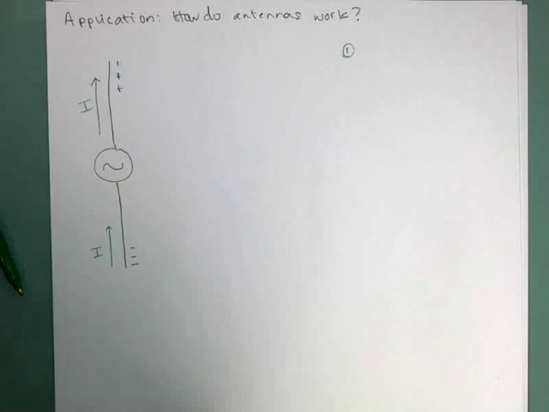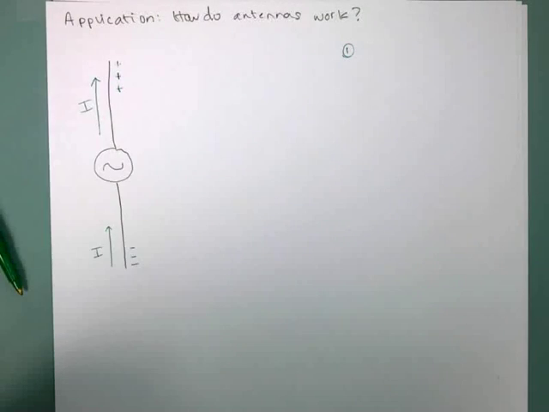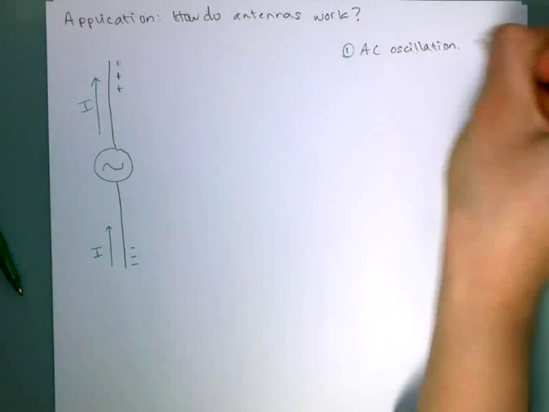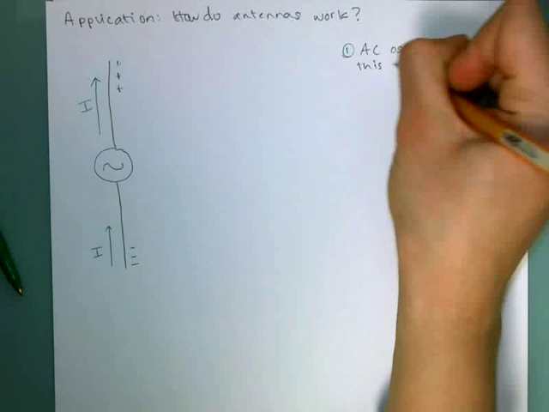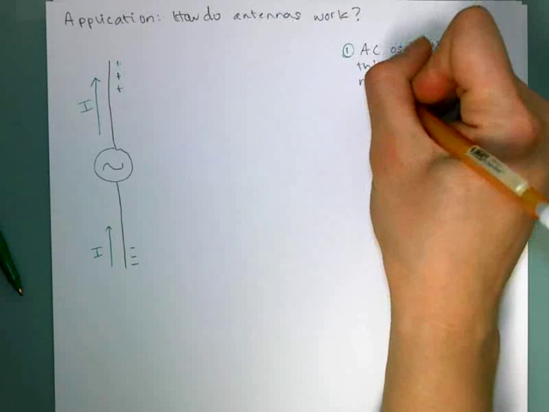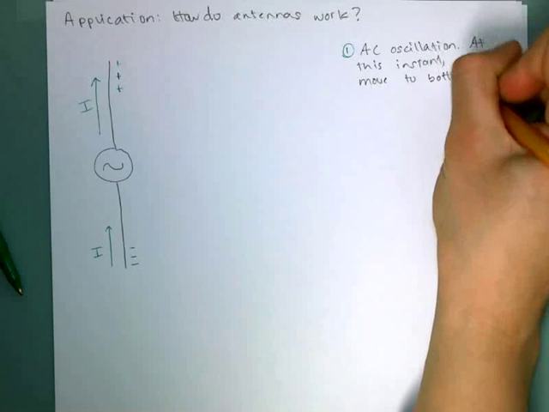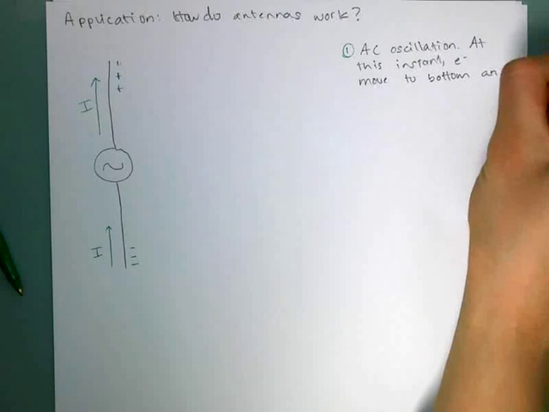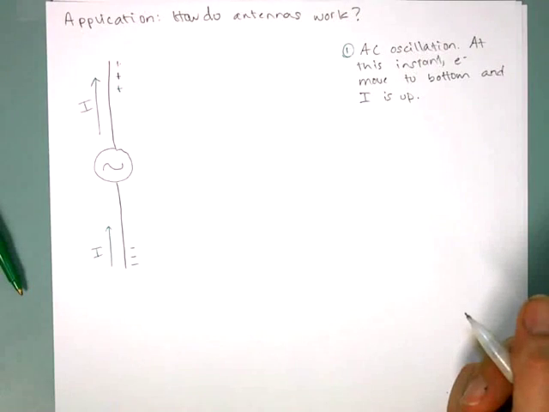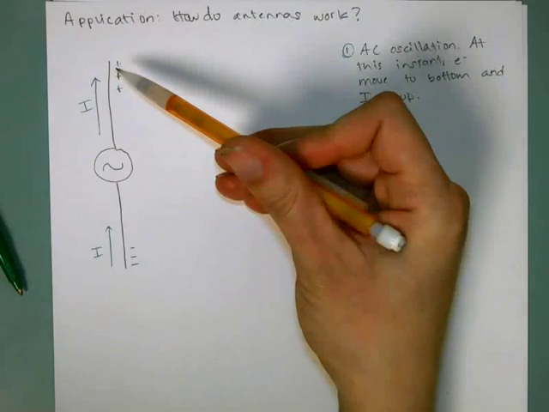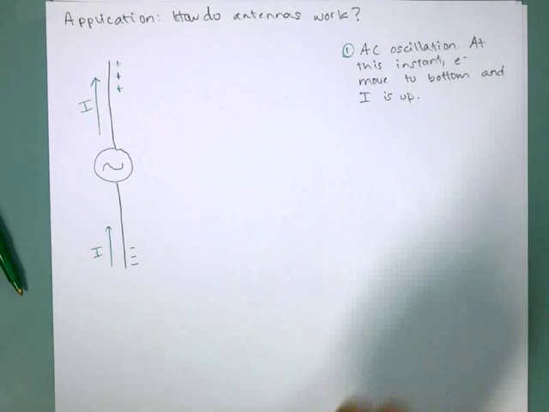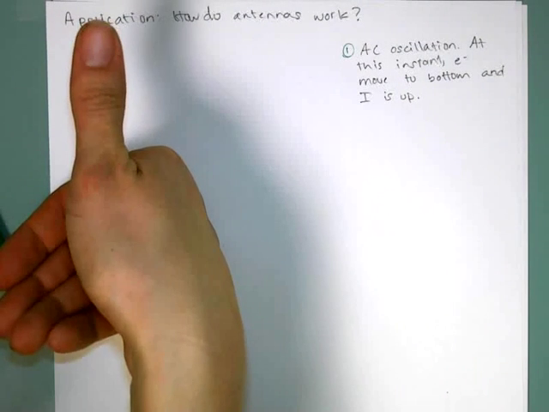Okay, so I'll write this as my first step, which is that I have an AC oscillation, and at this instant, electrons are moving to the bottom, and that means that current is going up. So we know that if current is traveling in a wire like this, it is going to create a magnetic field. There will be a magnetic field associated with that. We can use the first right-hand rule to figure that out.